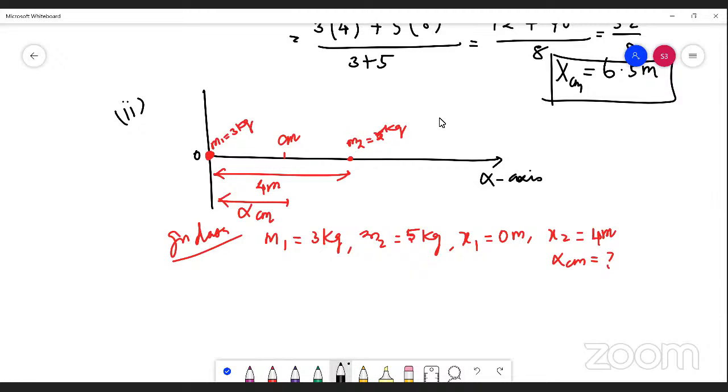So we can find it out. We already saw in the formula that when any one of the masses coincides with the origin, then the position of center of mass can be calculated with the formula XCM is equal to M2 X2 divided by M1 plus M2 if the origin coincides with the mass M1. If it coincides with the mass M2, then you can reverse the formula. Now we can see here XCM. Actually, this is X, not alpha. It looks like alpha.